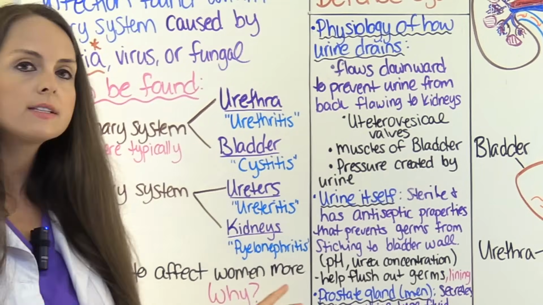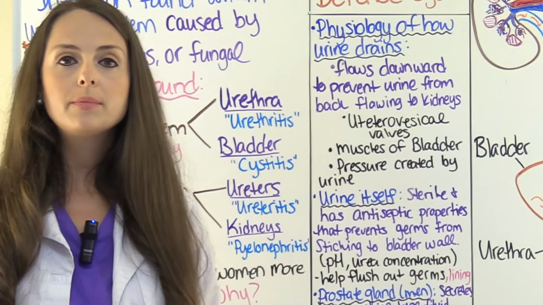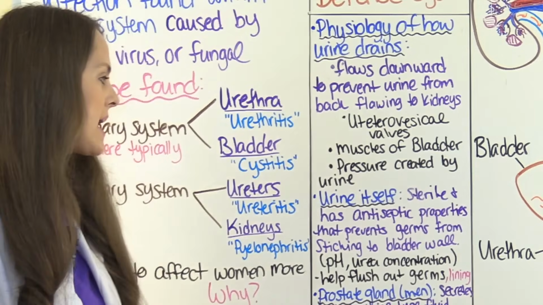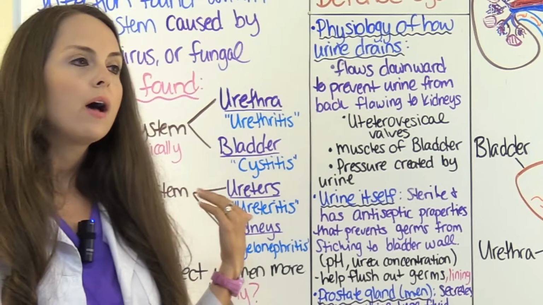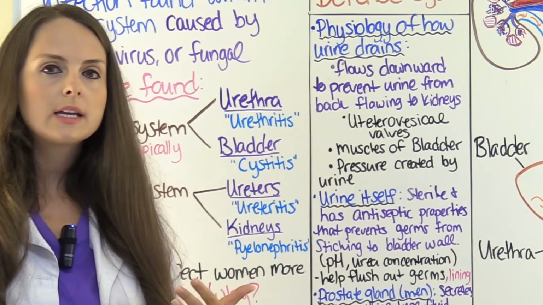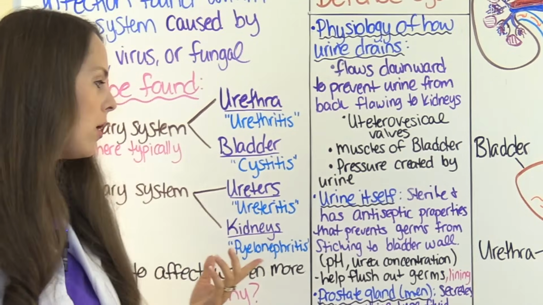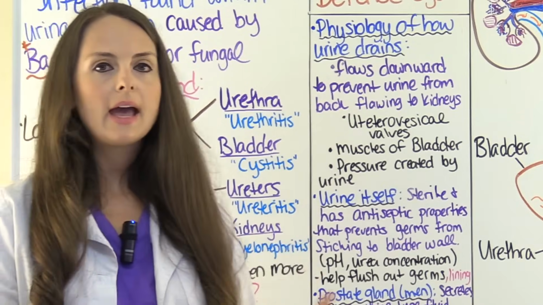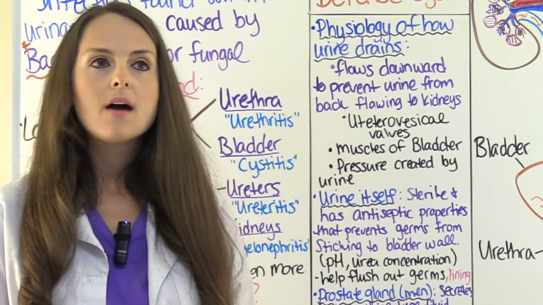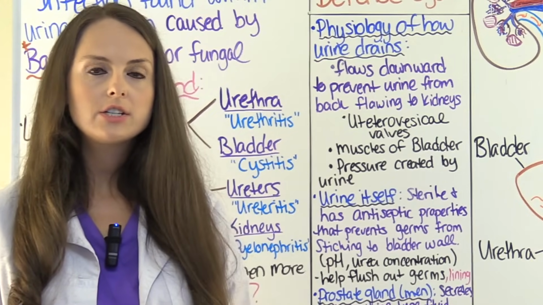Now, another defense system is really the urine itself. Urine typically is sterile, and it has antiseptic properties that help prevent germs from sticking to the lining, like the lining of the bladder wall. What plays a role in that is the pH of the urine. We like acidic urine and the urea concentration.